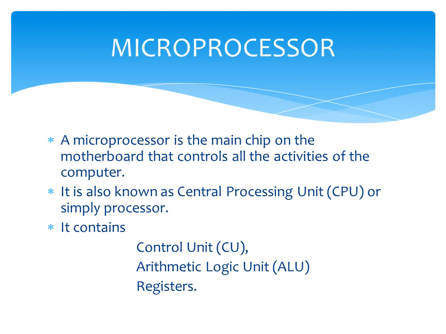Microprocessor. A microprocessor is the main chip on the motherboard that controls all activities of the computer. It is also known as the central processing unit, CPU, or simply processor. You can also say it is the brain of the computer. The microprocessor contains the control unit, CU, the arithmetic and logic unit, ALU, and the different registers.